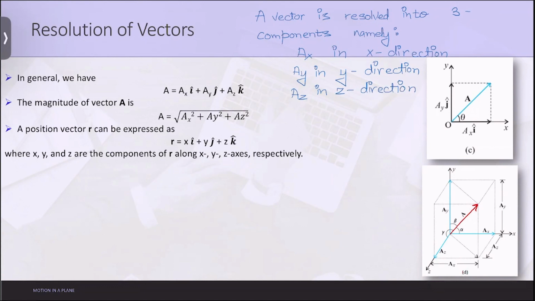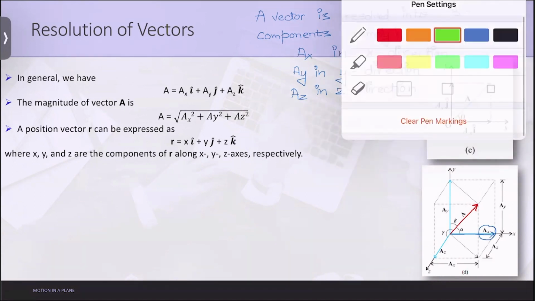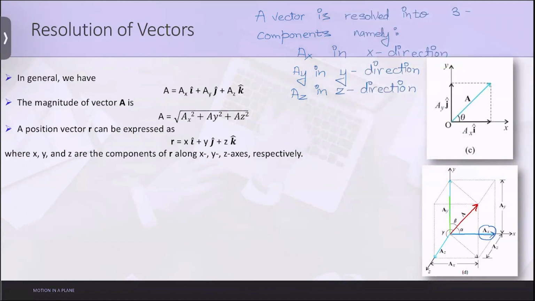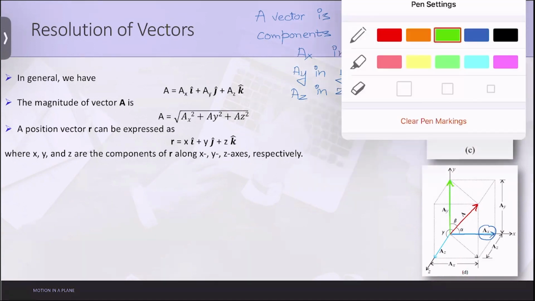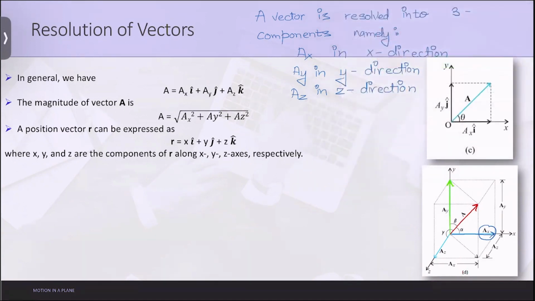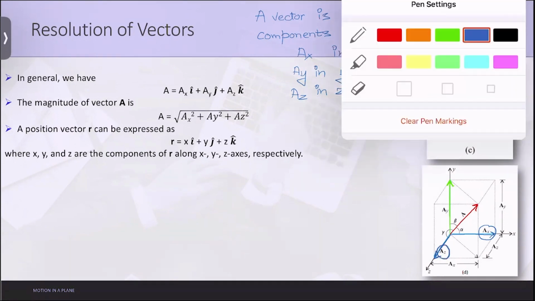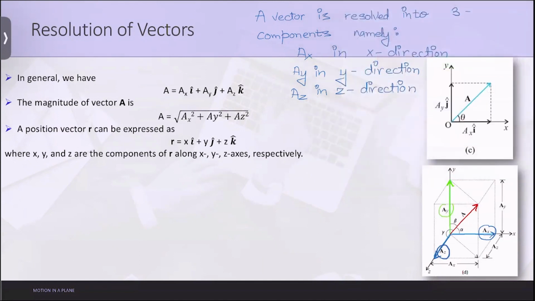As you can see, this is the x direction in which we have resolved the vector, which is called ax. Ax is also written here if you can see it clearly. Similarly, in the y direction this is the resolved vector, and in the z direction this is the resolved vector. The names are also provided. This will be your az, and similarly this will be your ay.